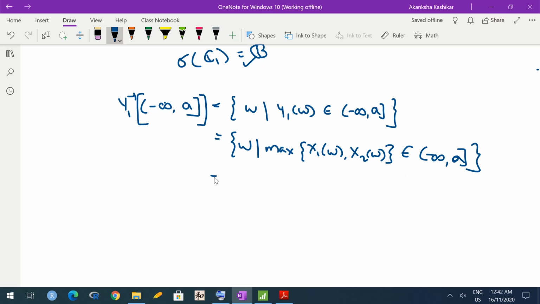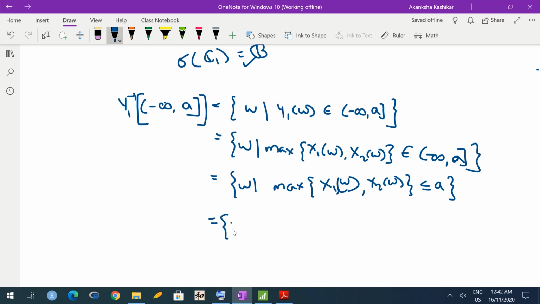Now the maximum is in minus infinity to a. It basically means that the maximum of x1 of omega and x2 of omega is less than or equal to a. It is in this interval, which means it is less than or equal to a. Okay. If the maximum is less than or equal to a, it means that both of them have to be less than or equal to a.